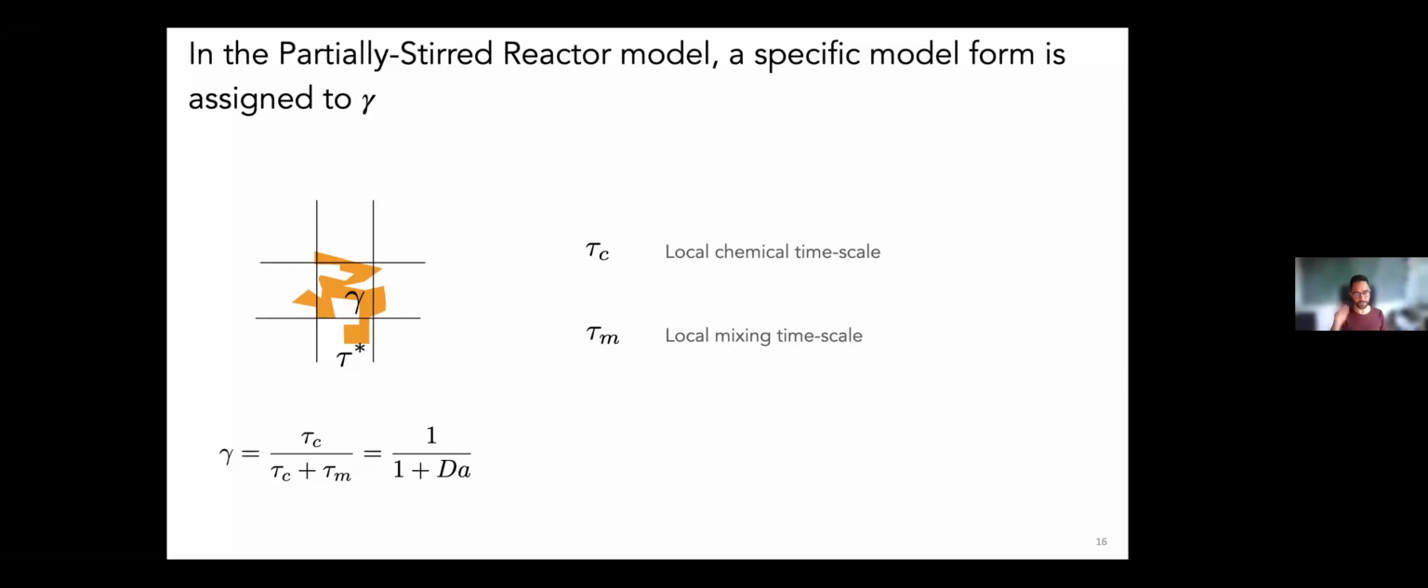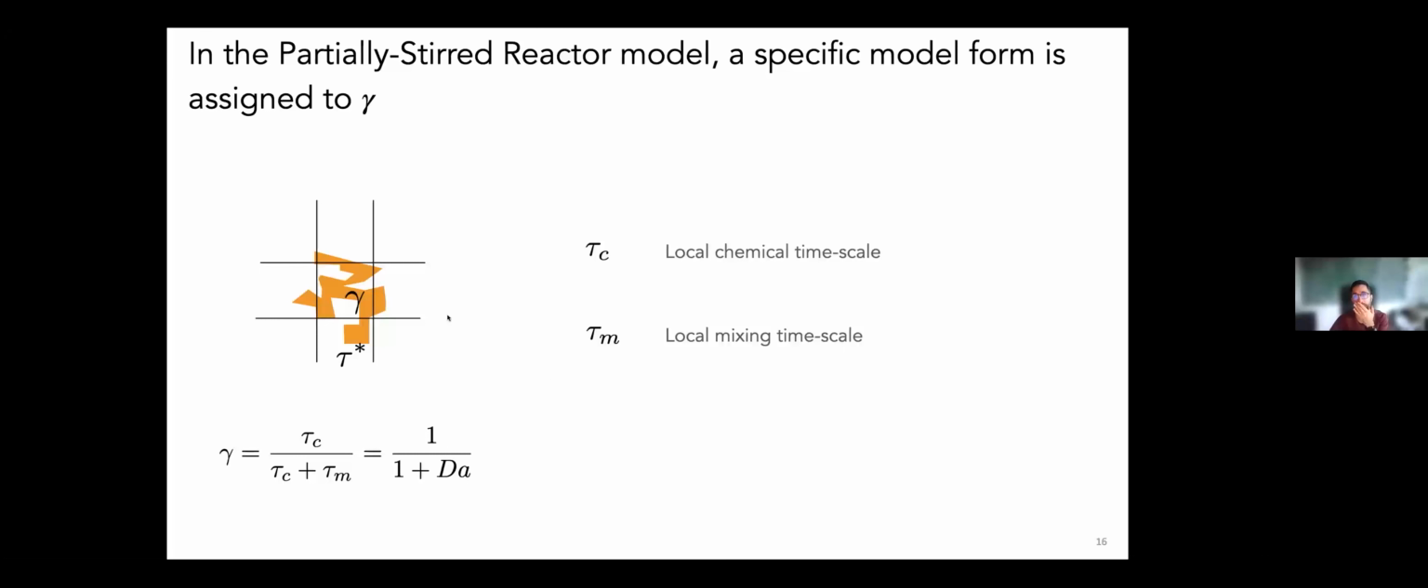Okay, so now I will not talk much about the EDC. I would rather focus on another model, which we have worked on a lot in the last couple of years, and which we are also trying to improve. This model is the partially stirred reactor.